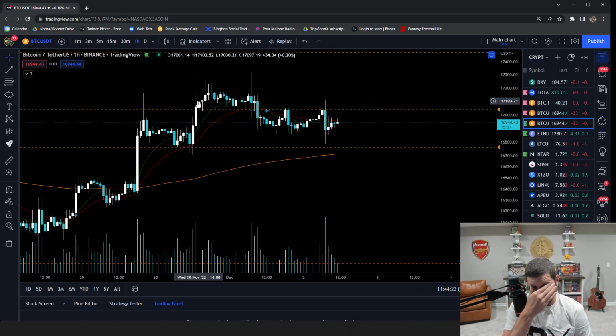So how do I decide which asset I want to trade? How do I decide which asset I want to trade?